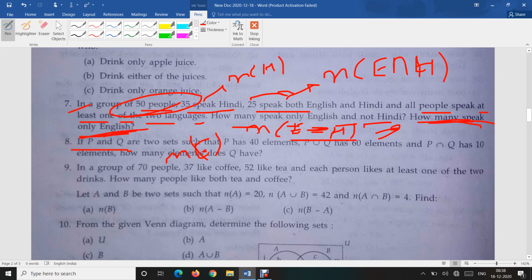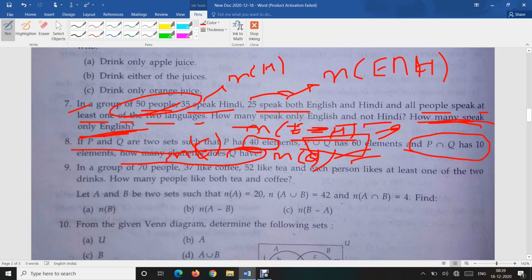The next question: P and Q are two sets such that P union Q is 60, P intersection Q is 10. You have to find n of P union n of Q. Try it yourself, because this question is the same as question number 2.